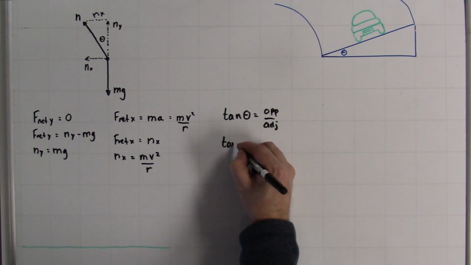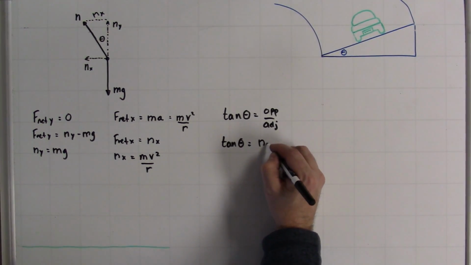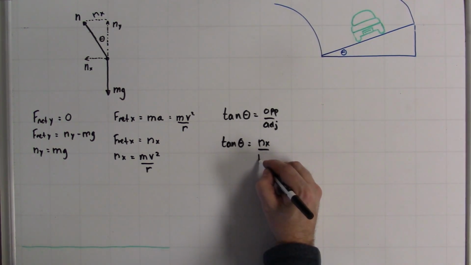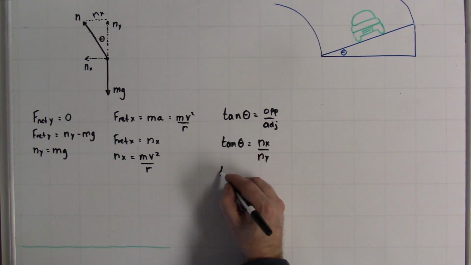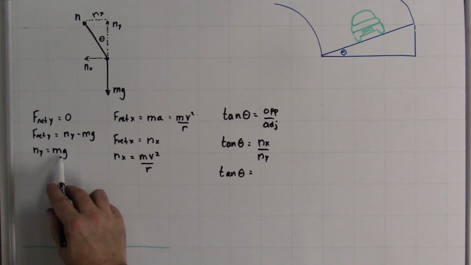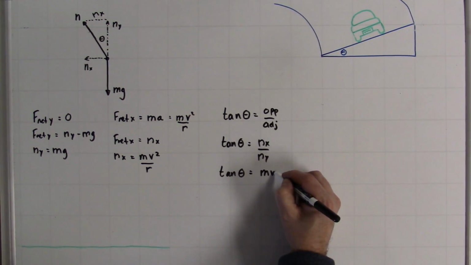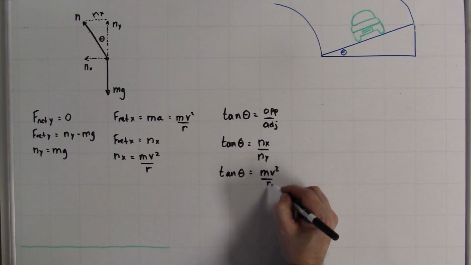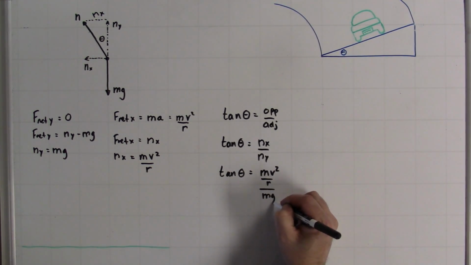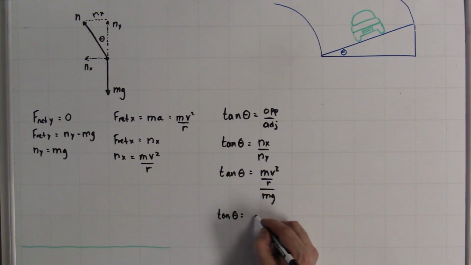In this case, the tangent of my angle is equal to the n in the x direction divided by the n in the y direction. And look what happens here. I have an expression for the n in the y direction here and the n in the x direction here. So if I substitute those in, I end up with mv squared over r divided by mg. This simplifies to the tangent of my angle is equal to v squared over rg.